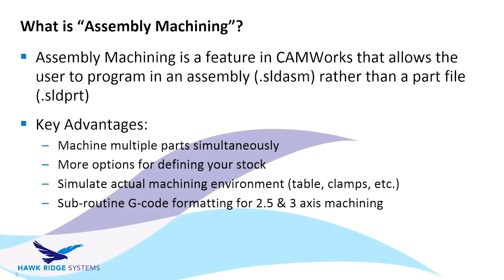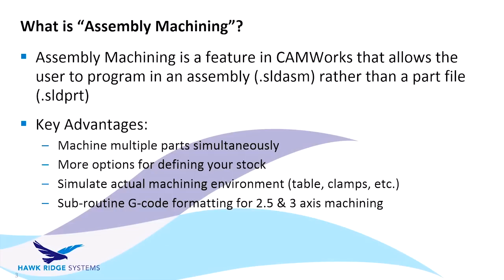So first off, what is assembly machining? Assembly machining is a feature in CAMWorks that allows the user to program in an assembly file rather than in a part file. But keep in mind that this is an assembly file that will be used strictly by the machinist or the programmer, and it's not the same as the assembly file that the designer uses, or the assembly file that the part actually goes into in real life.